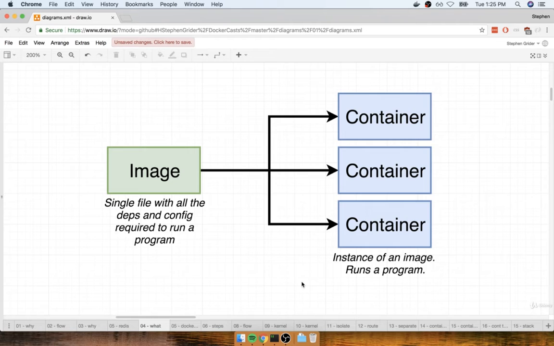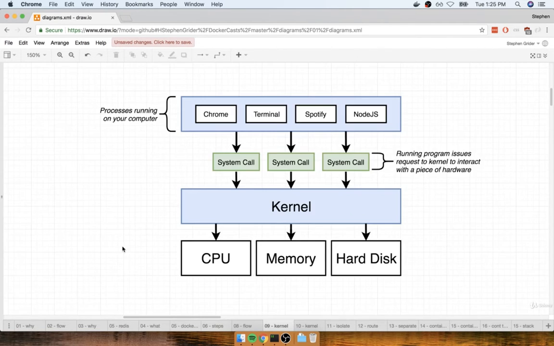Now, to understand a container, you first need to have a little bit of background on exactly how your operating system runs on your computer. So I'm going to first give you a quick overview of your operating system. Most operating systems have something called a kernel. This kernel is a running software process that governs access between all the programs that are running on your computer and all the physical hardware that is connected to your computer as well.